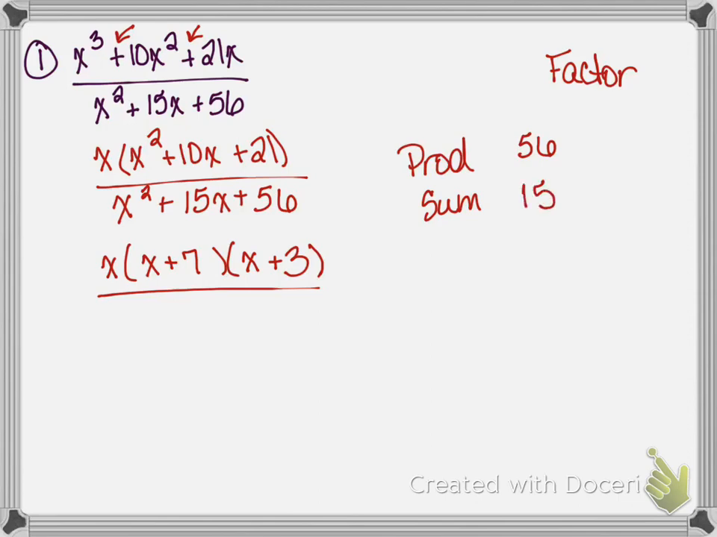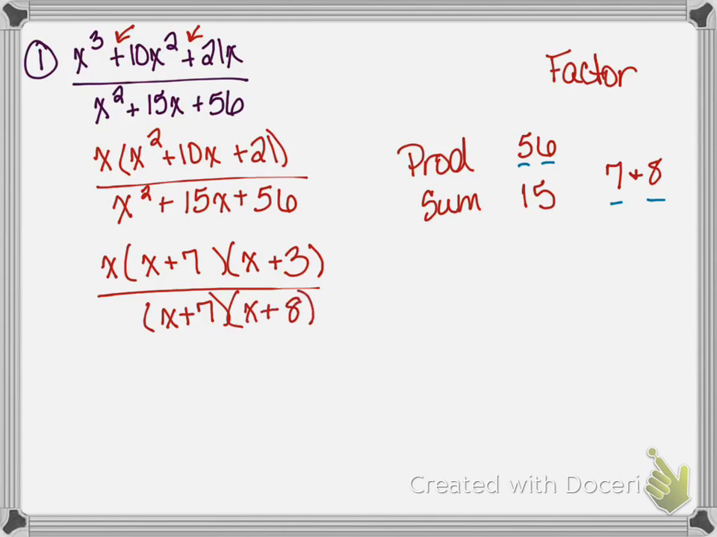My numbers here are 7 and 8. A way to remember that 7 times 8 is 56, which is kind of a harder one to remember, is 5, 6, 7, 8. So if you ever get stuck trying to remember what times what equals 56, remember 5, 6, 7, 8. So our numbers for this are 7 and 8. I am going to have x plus 7 times x plus 8.